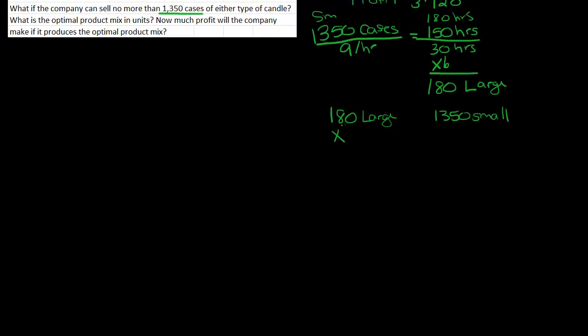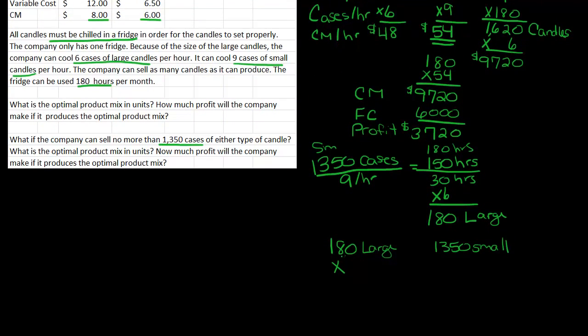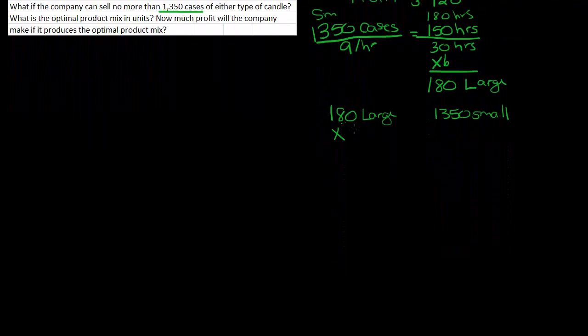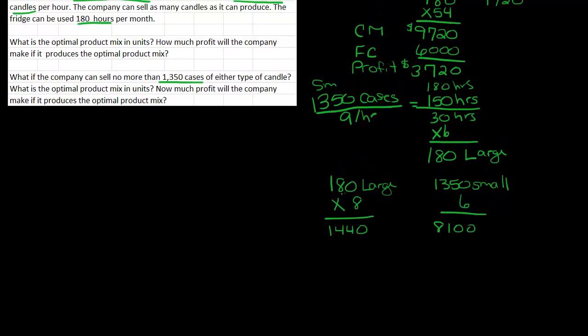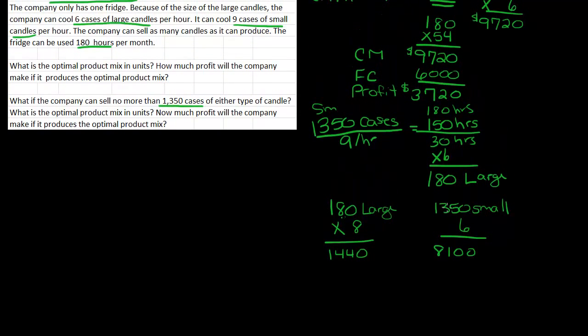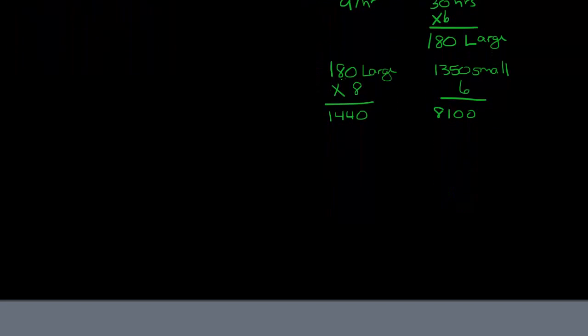Times my contribution margin. Let's go back, scroll up. My contribution margin is 8 and 6. 8 for large, 6 for small. That gives me 1,440 and 8,100. Okay, and notice that my contribution margin for small, because we're only making 1,350, is lower than the contribution margin that we had before, because we're limited to how many units we can make.